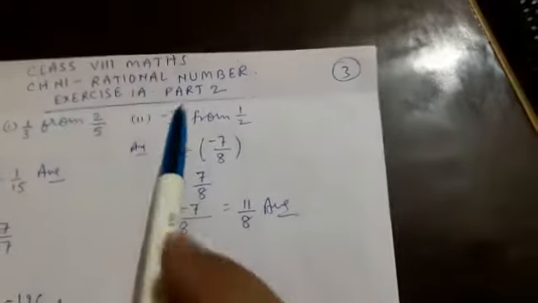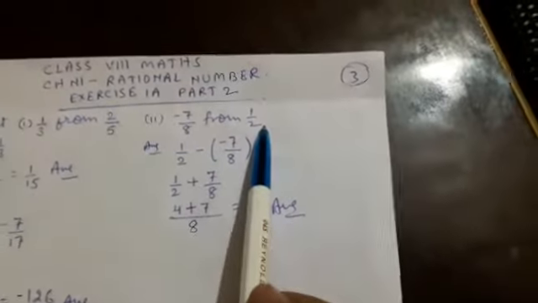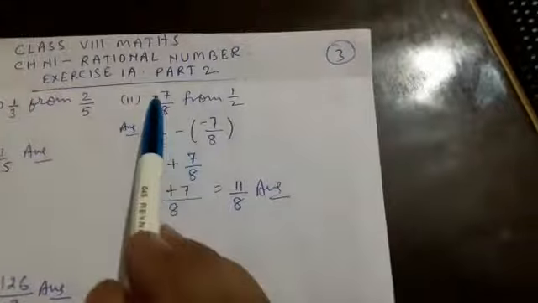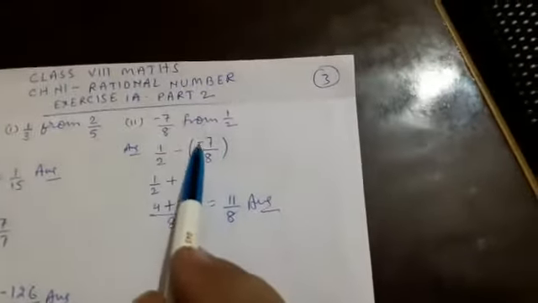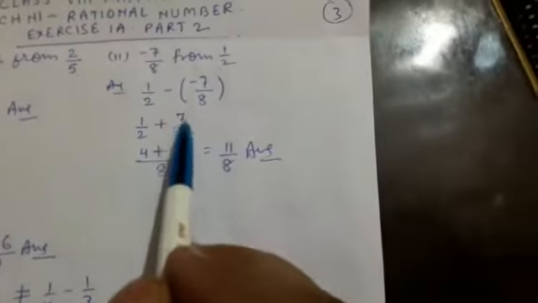In the second part, we have to subtract minus 7 by 8 from 1 by 2. So this number we will write down first, 1 by 2 minus, and this number we will write down as it is inside the bracket, minus 7 by 8. Now we will remove this bracket. So it will be 1 by 2 minus into minus, it will be plus 7 by 8.